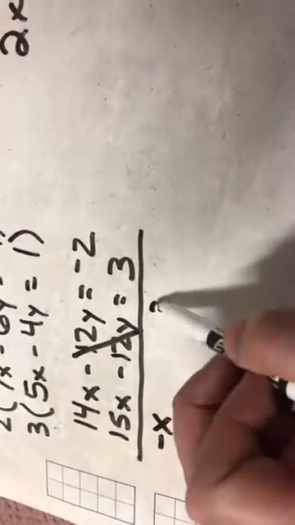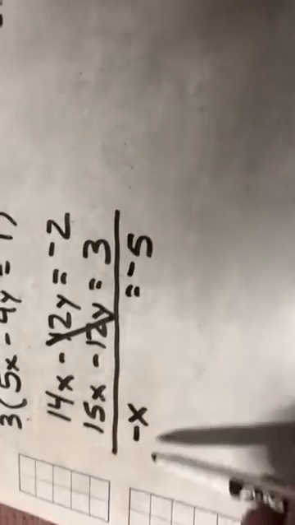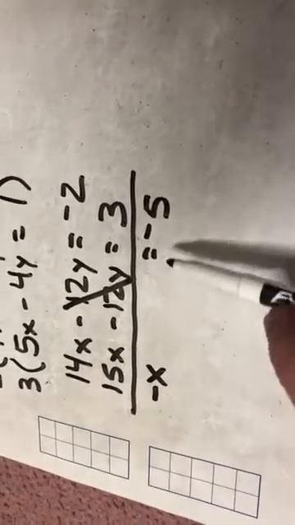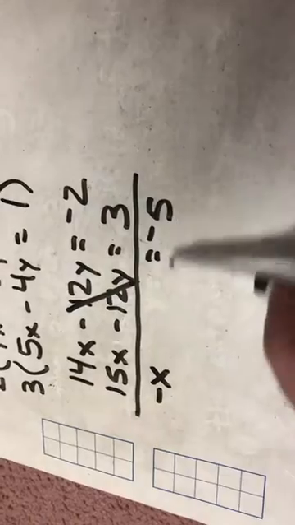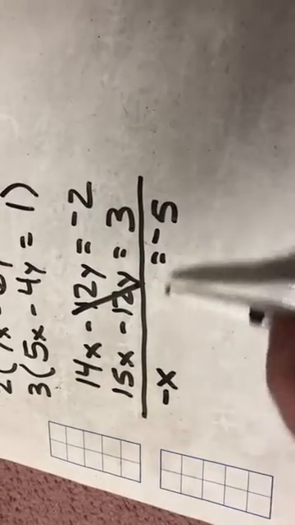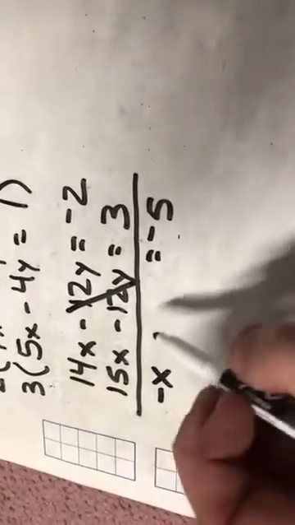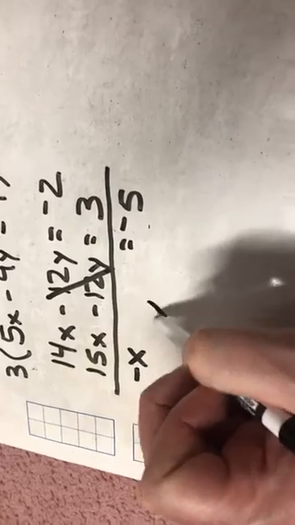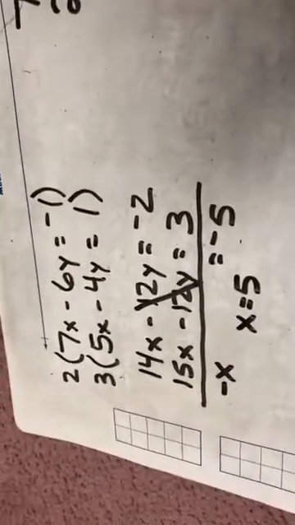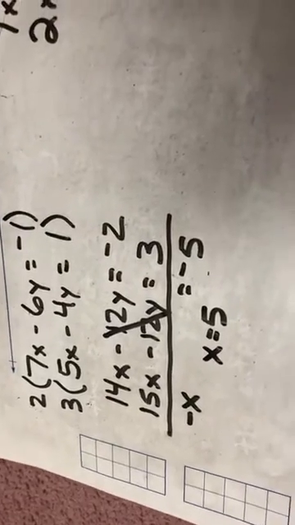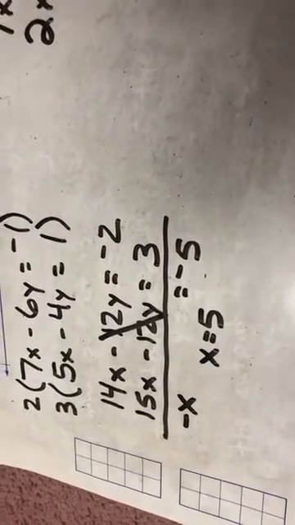Negative 2 minus 3 equals negative 5, and I don't want negative x, okay? So I'm going to multiply everything by a negative 1 to change the signs, and that's going to tell me that x equals 5. And so now I can just go back into one of my original equations, all right?